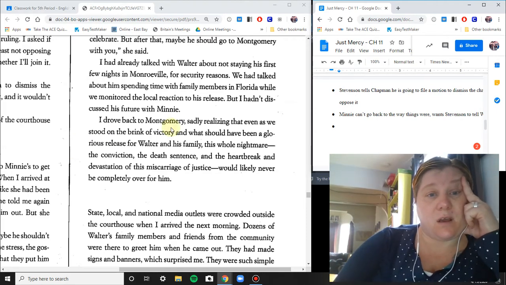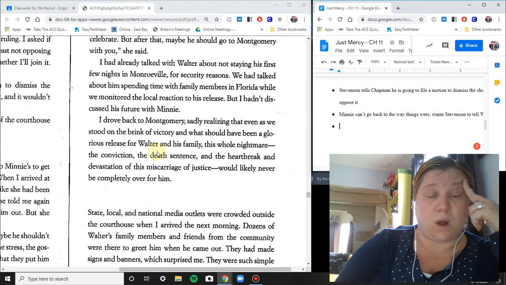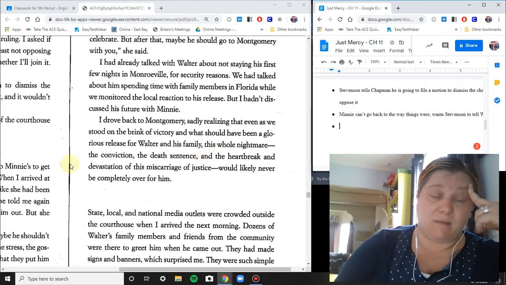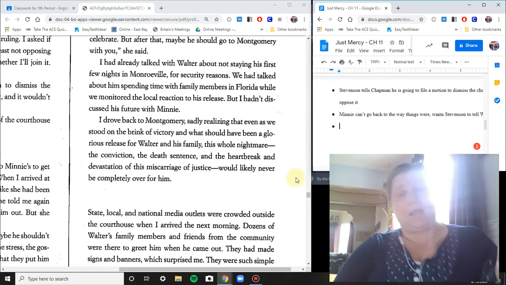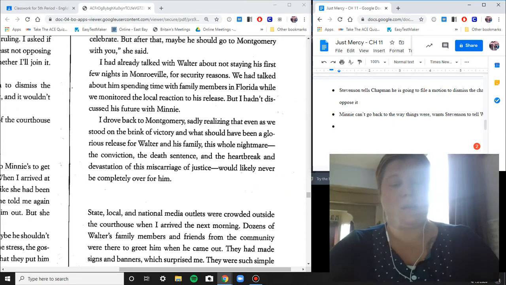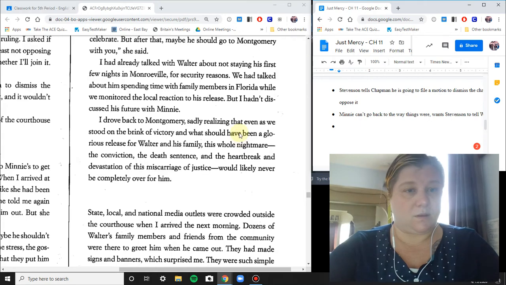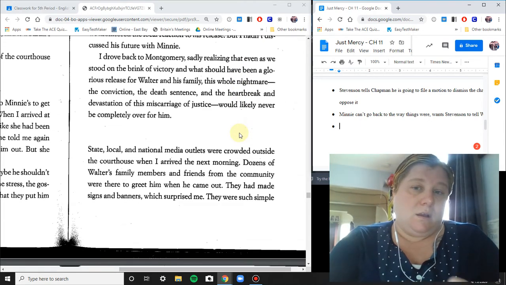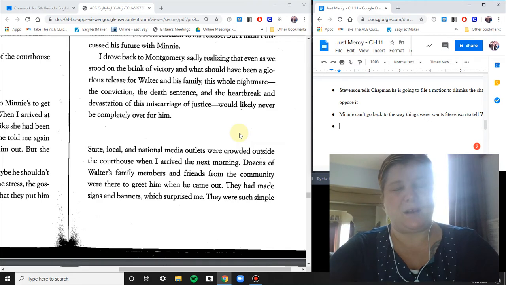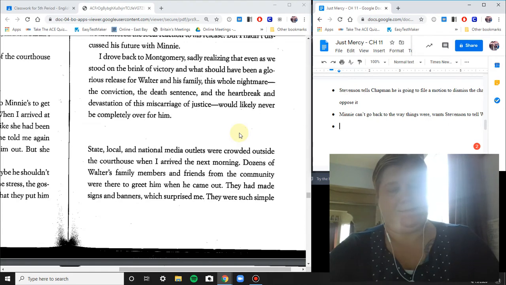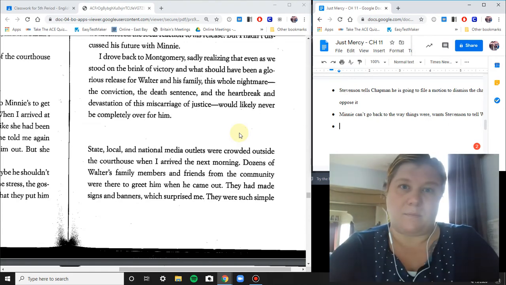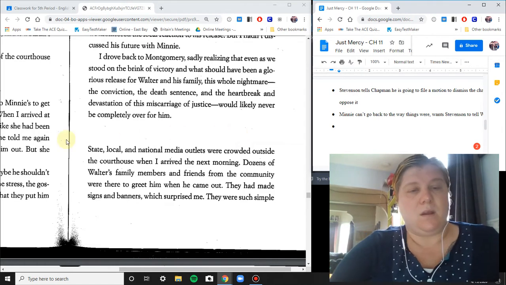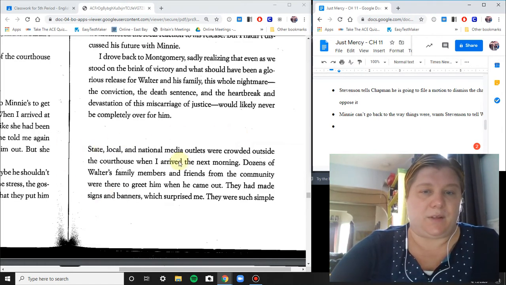I drove back to Montgomery, sadly realizing that even as we stood on the brink of victory and what should have been a glorious release for Walter and his family, this whole nightmare, the conviction, the death sentence, and the heartbreak and devastation of this miscarriage of justice would likely never be completely over. So it's, I don't want to call it a hollow victory, but it's a victory weighted with the trauma that's going to follow them from all this mistreatment.